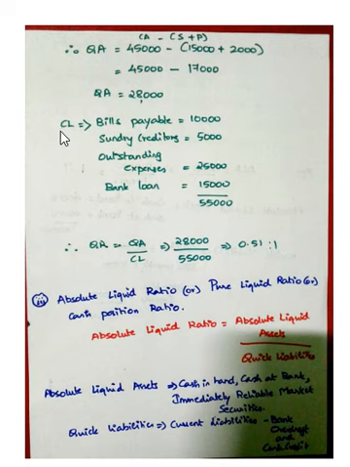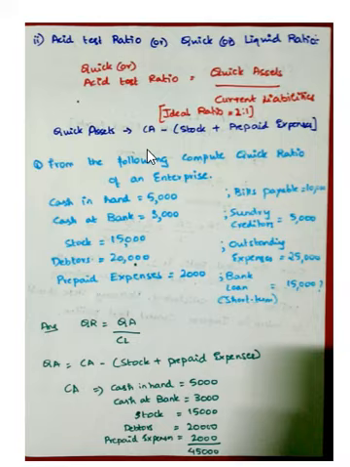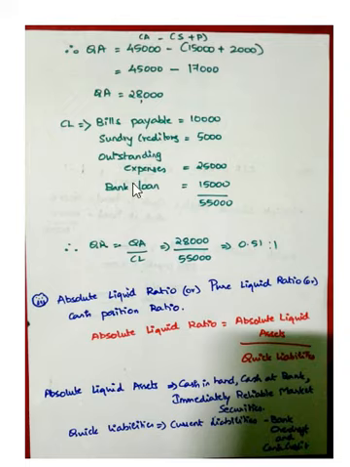Now moving on to current liabilities. What current liabilities do we have? Bills payable, sundry creditors, outstanding expenses, bank loan. When we total it up, you get 55,000. So quick ratio is equal to quick asset divided by current liabilities: 28,000 divided by 55,000. So your ratio is 0.51:1.